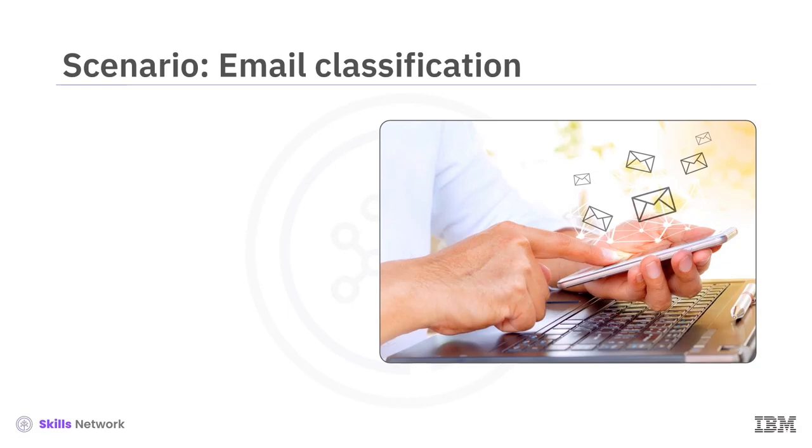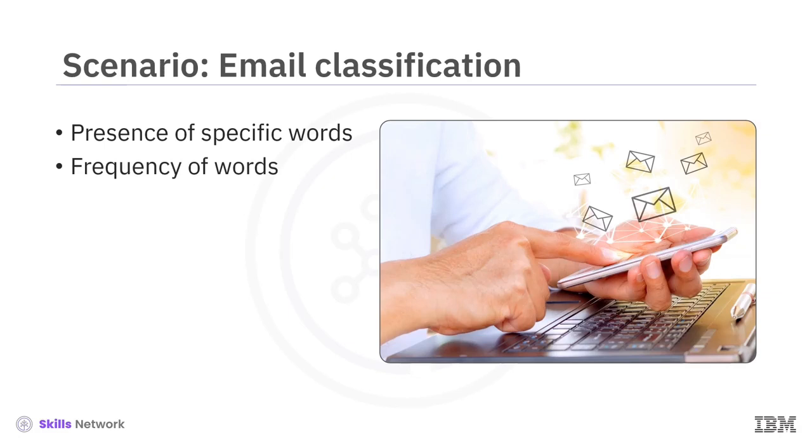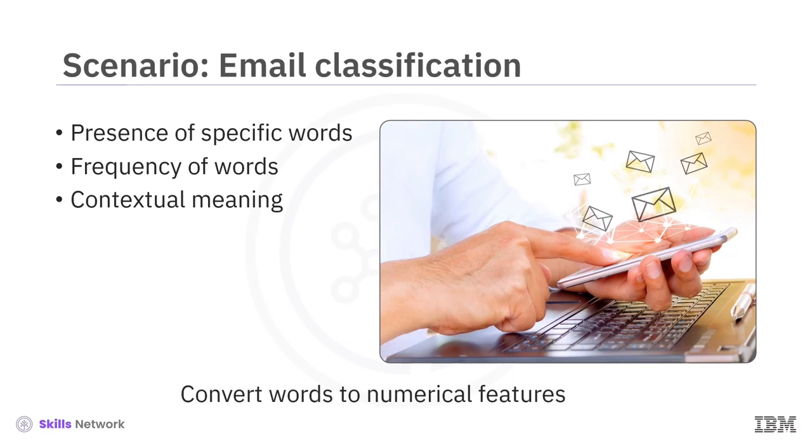You can categorize emails in various ways based on the presence of specific words, the frequency of words, or the contextual meaning of words in the email. To implement this functionality, it's essential to convert words to numerical features so that machine learning models can process the text. Let's explore the details.